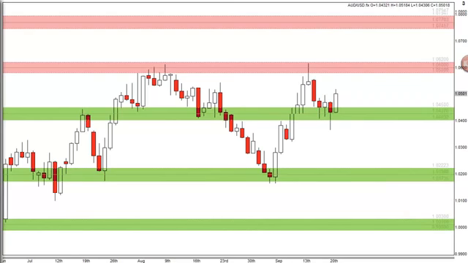Now, a resistance area is an area where there are sellers grouped. Sellers are grouped at resistance, and sellers, what do they want to do? They want to push price down. So as buyers approach an area of resistance, sellers try to enter the market and try to push price down.